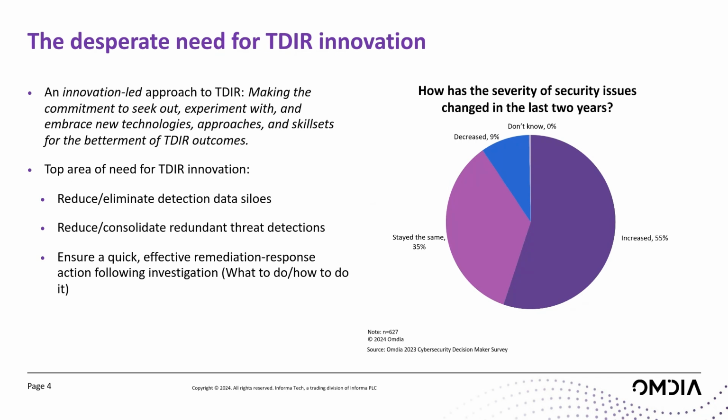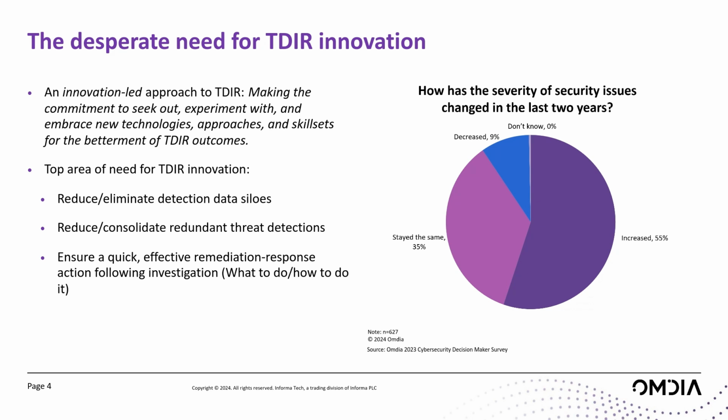Now, let's drill into that a little bit more, because I want to make sure everyone understands that Omdia is advocating for an innovation-led approach to TDIR. What does that mean? It means, as an organization, making the commitment to seek out, experiment with, and embrace new technologies, approaches, and skill sets to improve TDIR outcomes. Our research shows some key areas where innovation is needed.